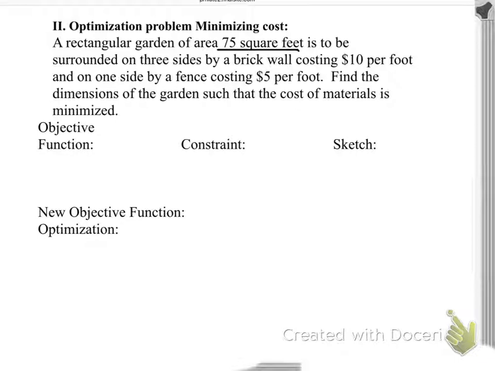Is to be surrounded on three sides. So three sides are brick, and that brick costs $10 a foot, and on one side by a fence costing only $5 per foot. Find the dimensions of the garden such that the cost of the material is minimized.